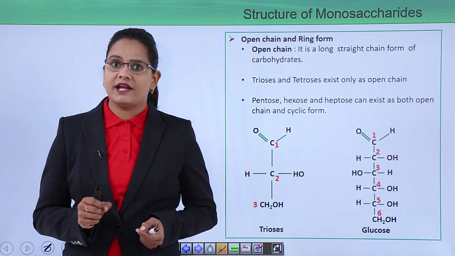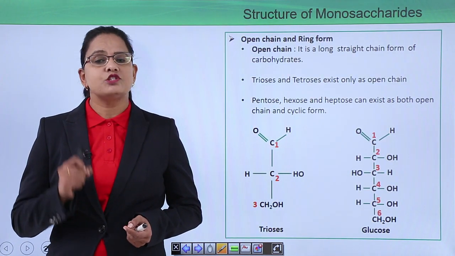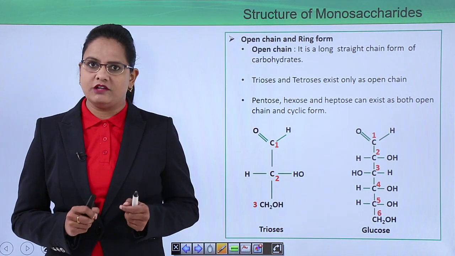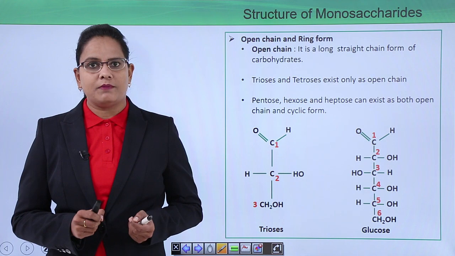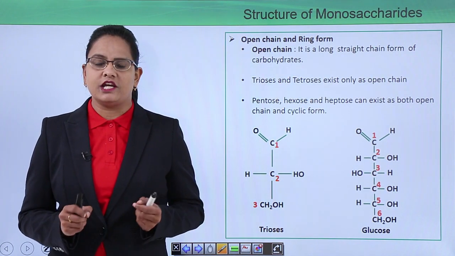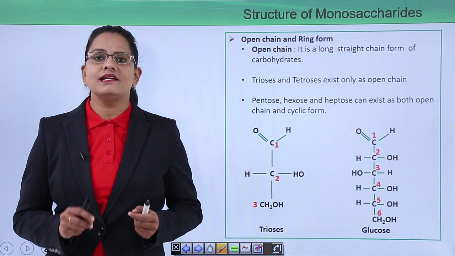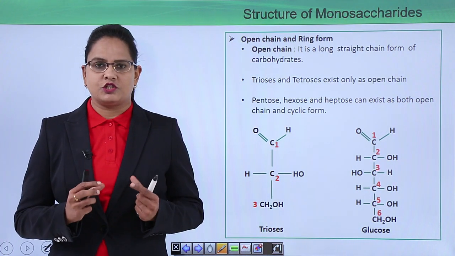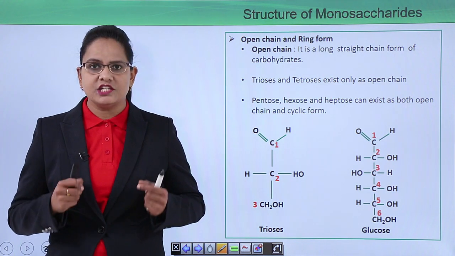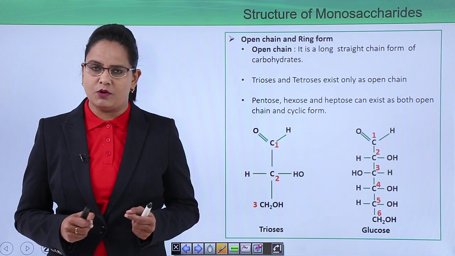Now, monosaccharides can exist as two forms, the open chain form and the closed ring form. We will first talk about the open chain form. As the name suggests, open chain means that there is no closed structure. It is a straight chain of molecules arranged together by single linear bonds.